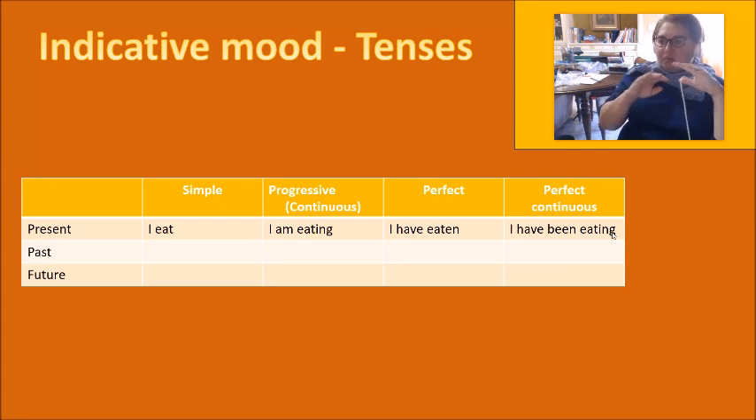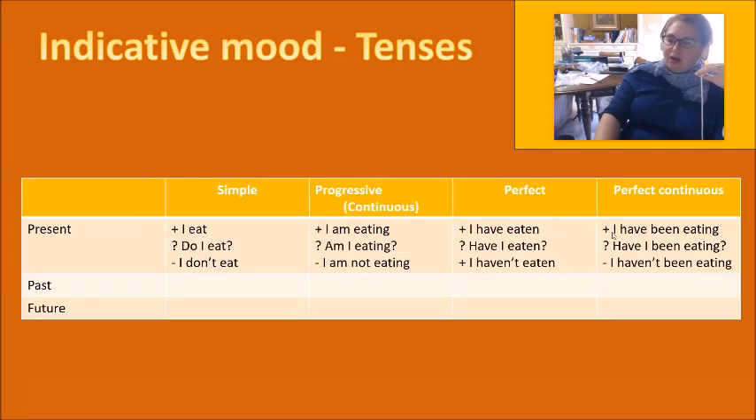What isn't modal auxiliary or auxiliary is called main verb. So in this case, eat, ate, eaten is the main verb. Okay, so what happens with questions and negatives? We must remember to use the correct auxiliary.